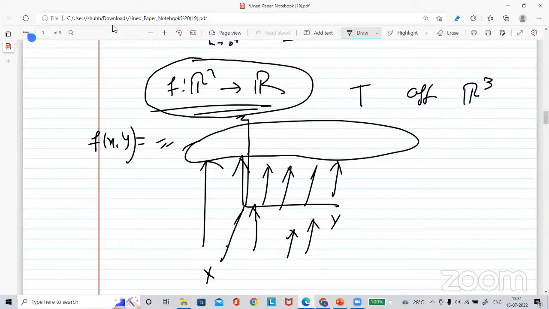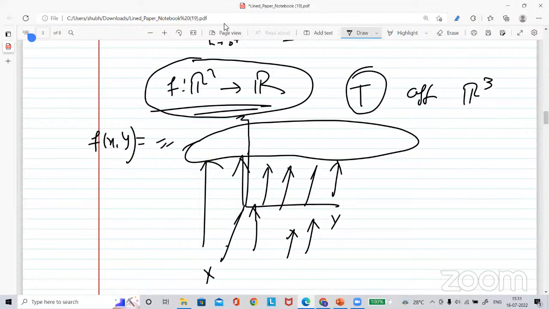Now once you graph, what is the tangent plane? Tangent plane is the collection of all those tangent lines. Sorry, please everyone, mute yourself.